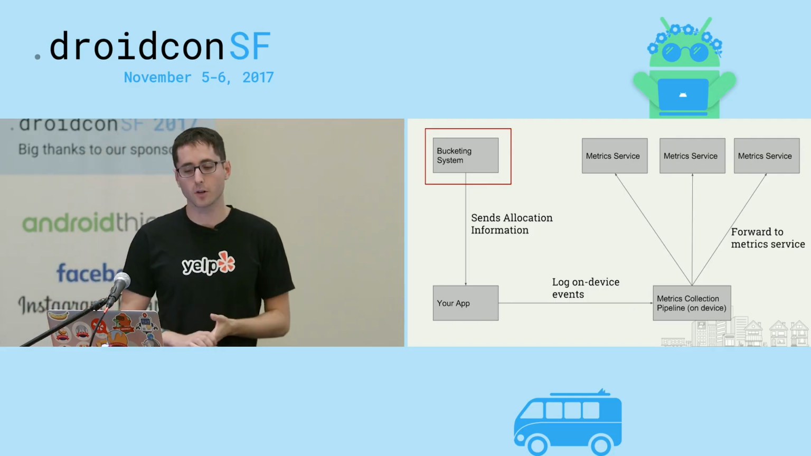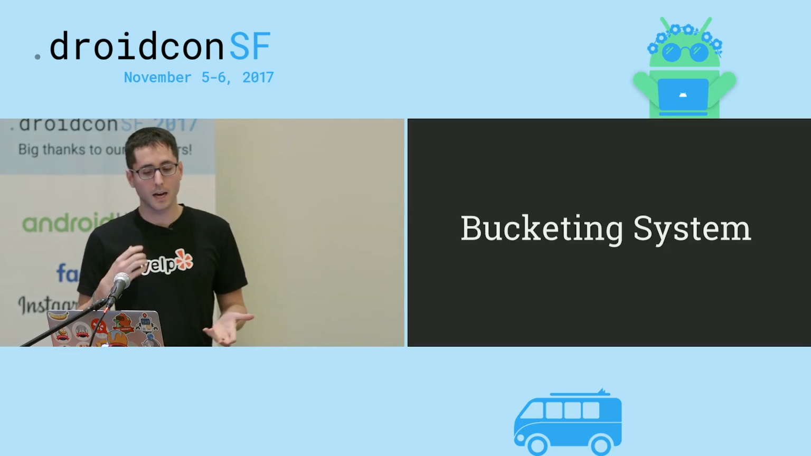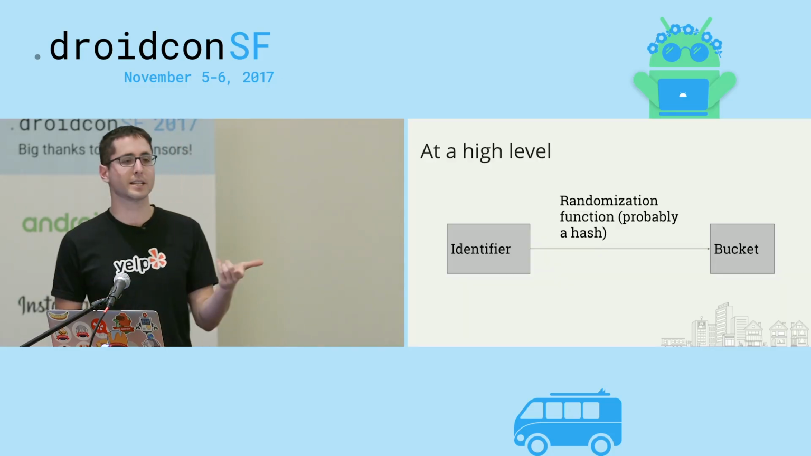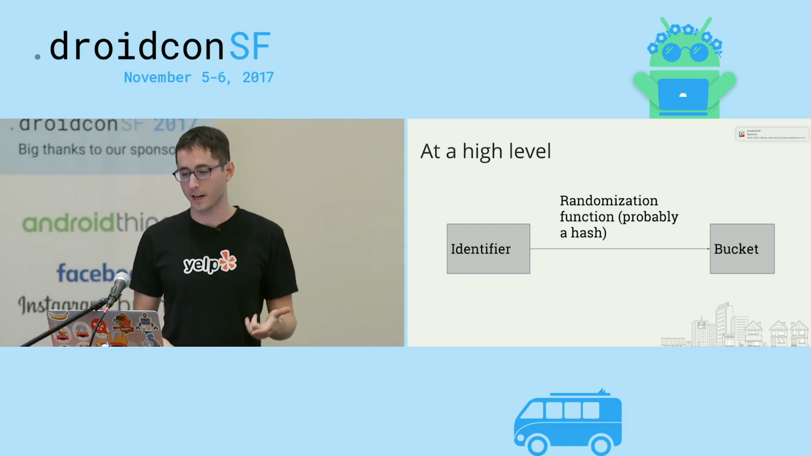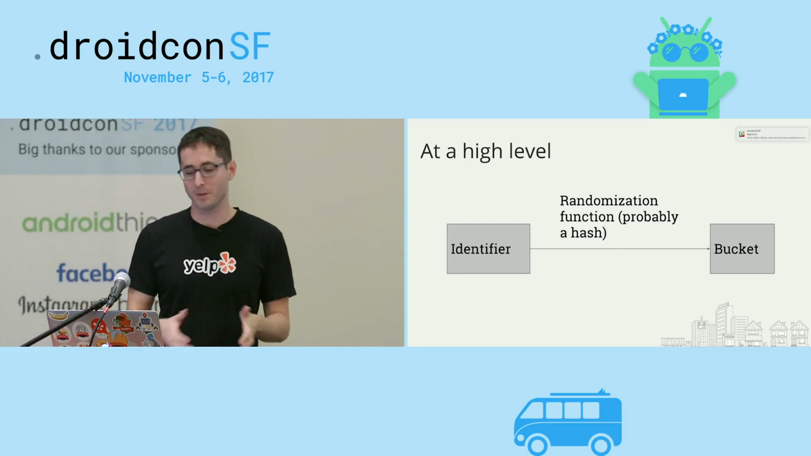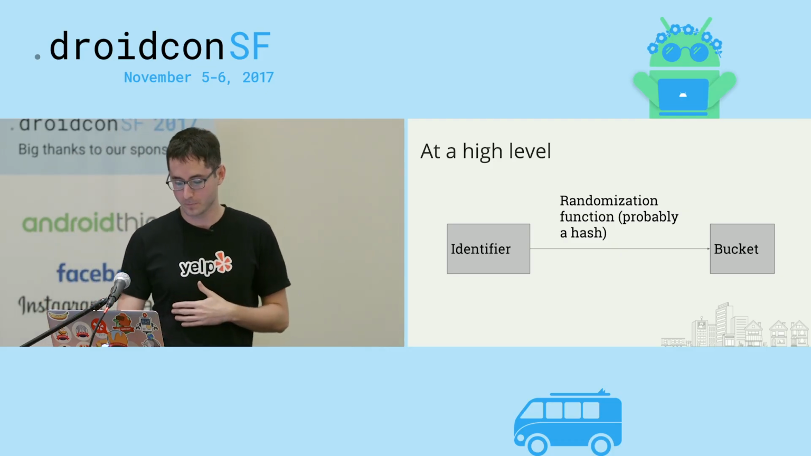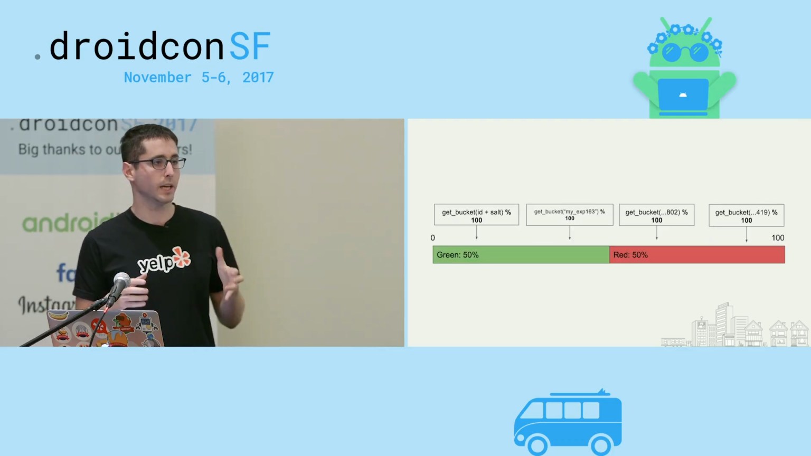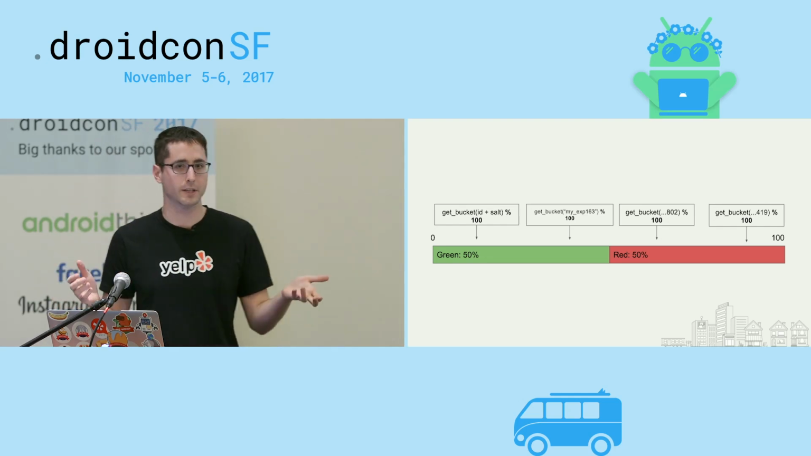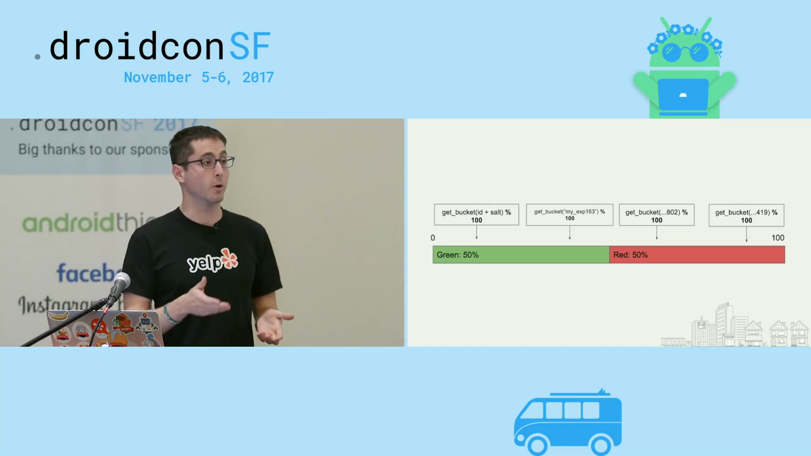So to get started, let's focus on this top left piece, which is the bucketing system. At a high level, the way your bucketing system is going to work is that you're going to take some identifier, maybe a user identifier or a device ID. You're going to put that through some randomization function, maybe a hashing function, and then out the other side is going to come a bucket. And the way this will work is you're going to take the output of that hashing function, which is probably a 32-bit integer between 0 and 2 billion, and then you're going to modulo that by 100.